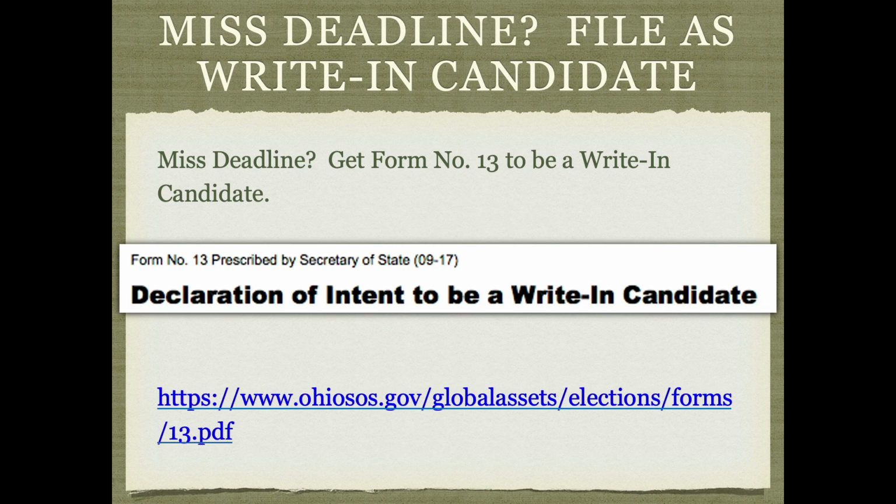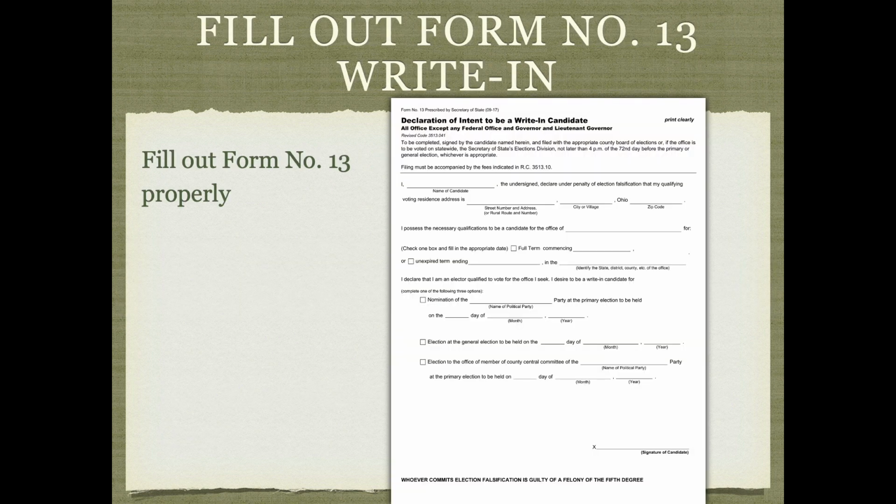If you missed the deadline, or if your candidate form is not approved, you have 18 more days to file as a write-in candidate by filling out Form number 13 from the Secretary of State and submitting it to your Board of Elections on or before the 72nd day prior to the primary election. Here's the link for Form 13. Make sure you fill out Form 13 properly. After your name and address, fill in the office as Member of County Central Committee.